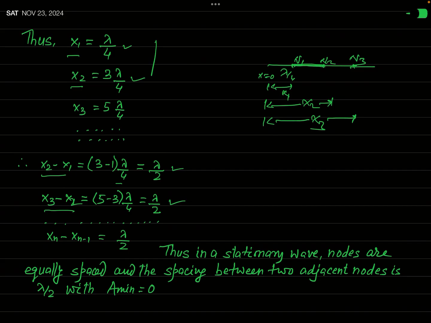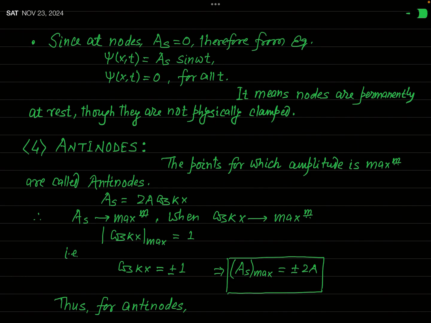So if you find the spacing between any two successive nodes, any two adjacent or consecutive nodes, you will get that this spacing is simply lambda by 2. So you can say that in a stationary wave, nodes are equally spaced, and the spacing between two adjacent nodes is lambda by 2, and the minimum amplitude of this stationary wave is equal to 0. Okay. So in this way we have obtained the position of the different nodes and the spacing between two adjacent nodes.